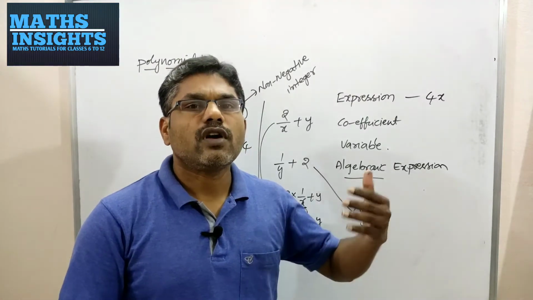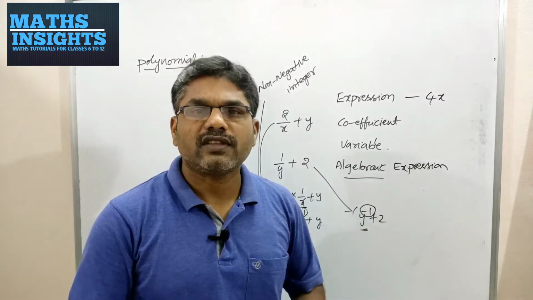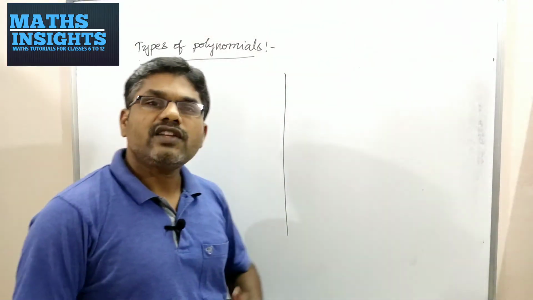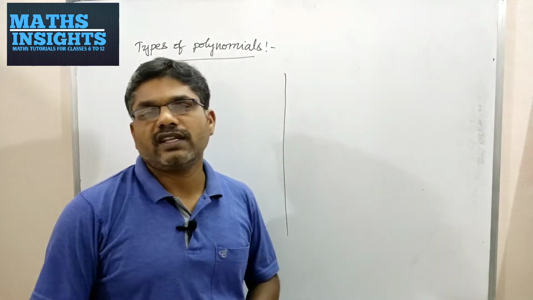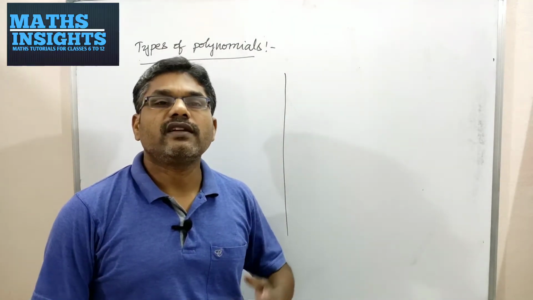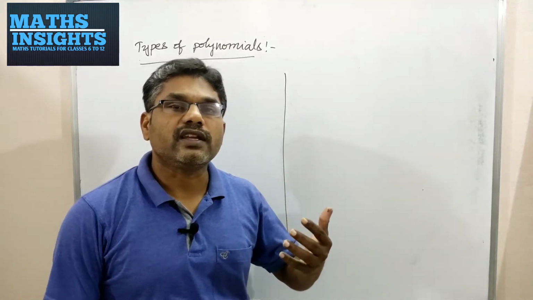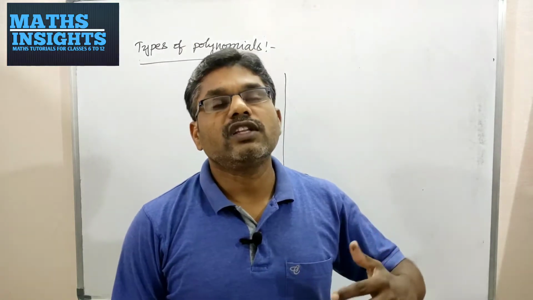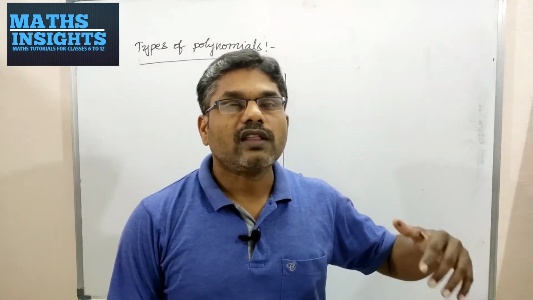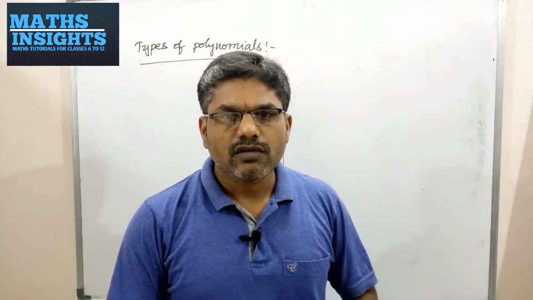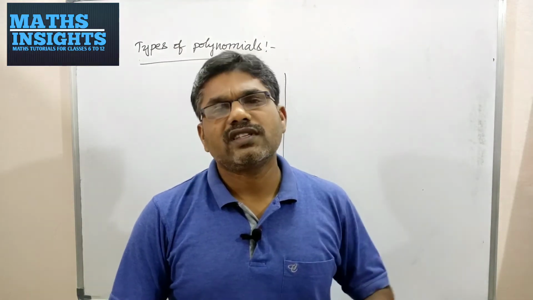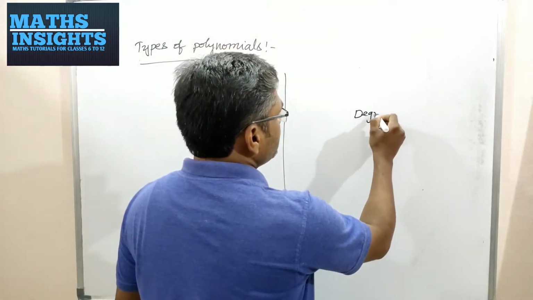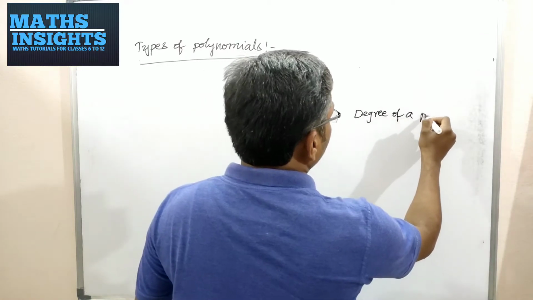Now you are going to learn how many types of polynomials there are. See, you have two categories of polynomials. The first category: depending on the degree we will have different types of polynomials, and depending on the number of terms you will have another category of polynomials. So the question arises again, what is the degree of a polynomial? Yes, very important question.